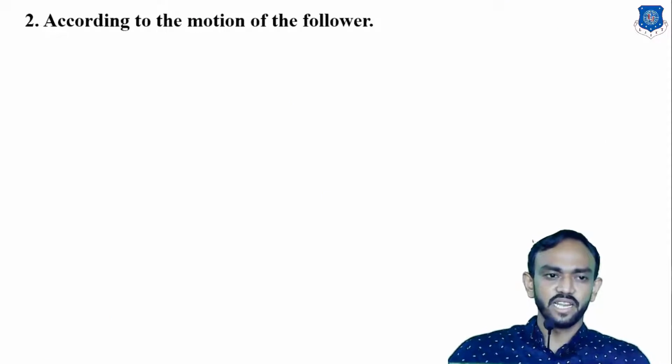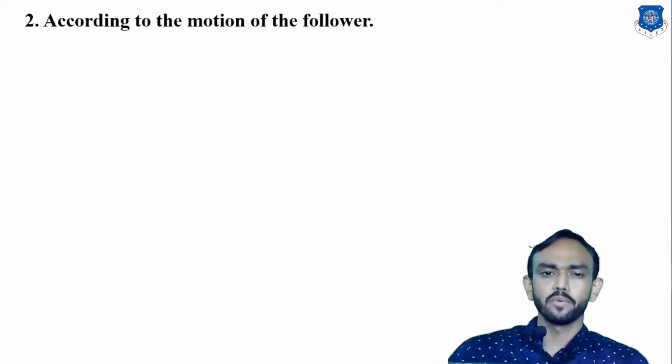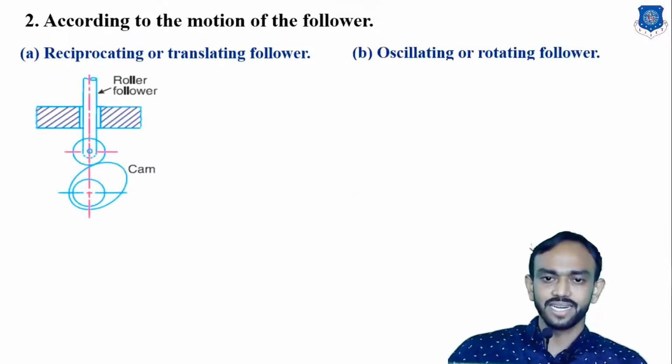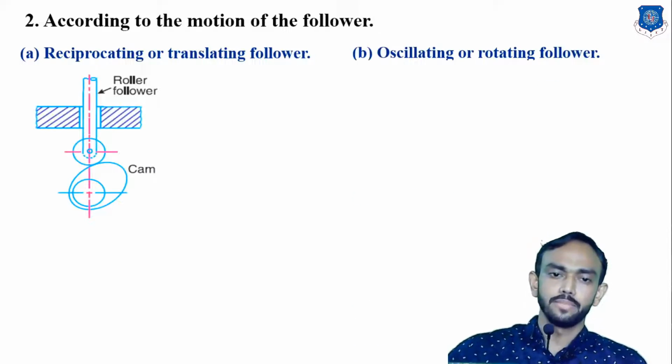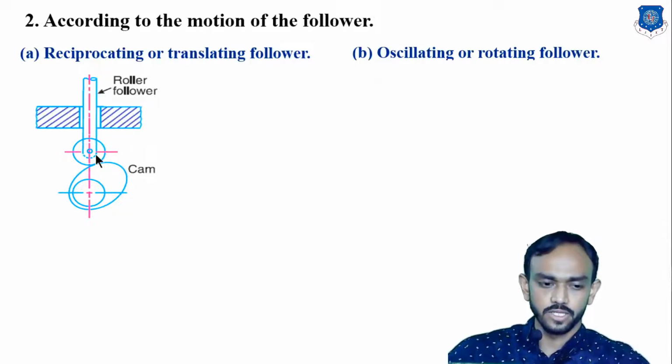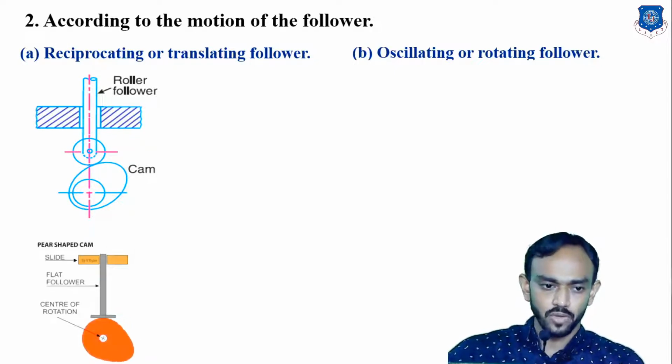The second criterion for the classification of followers is based on motion. Which type of motion is there and how the follower is moving is a criterion for the classification. First is reciprocating, second is oscillating. All the examples we have seen in the previous slides are reciprocating with respect to the cam, you can see that.